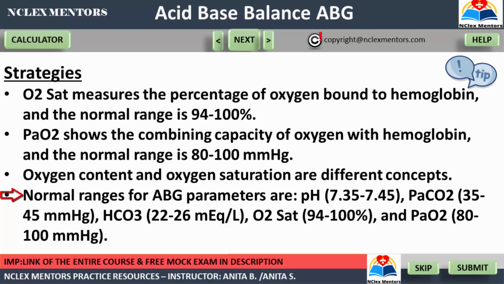The normal reference ranges for arterial blood gas parameters are: pH ranging from 7.35 to 7.45. Partial pressure of carbon dioxide ranging from 35 to 45 millimeters of mercury. Bicarbonate ranging from 22 to 26 milliequivalents per liter. Oxygen saturation ranging from 94 to 100%. Oxygen partial pressure ranging from 80 to 100 millimeters of mercury. Understanding these parameters and their normal ranges is essential for interpreting arterial blood gas results and diagnosing acid-base imbalances. Nurses use this information to develop appropriate care plans and interventions for their patients.